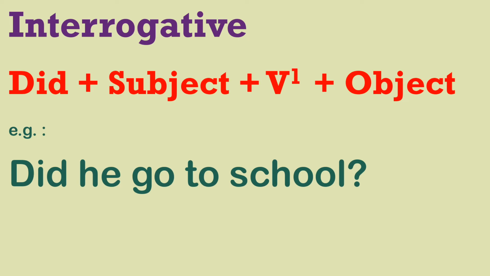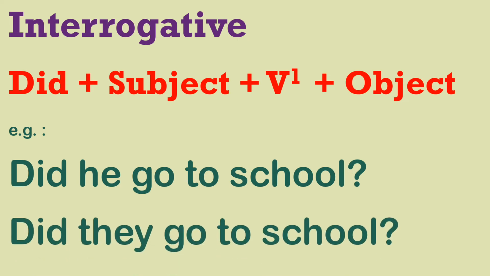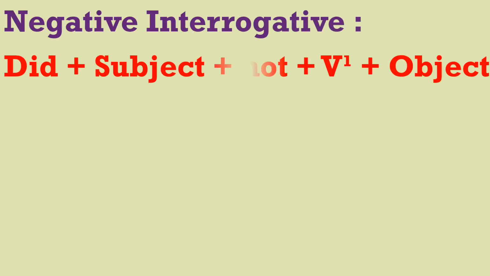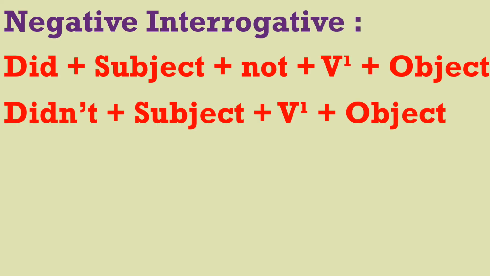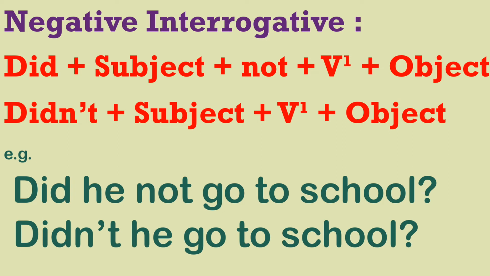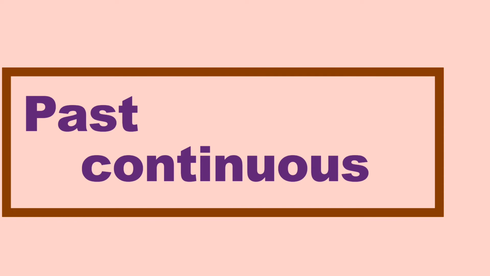Did he go to school? Did they go to school? So this was your interrogative. Negative interrogative, again the helping verb, subject, not, and first form of the verb. Contracted form, didn't. Did he not go to school, or didn't he go to school? So this was your simple past.